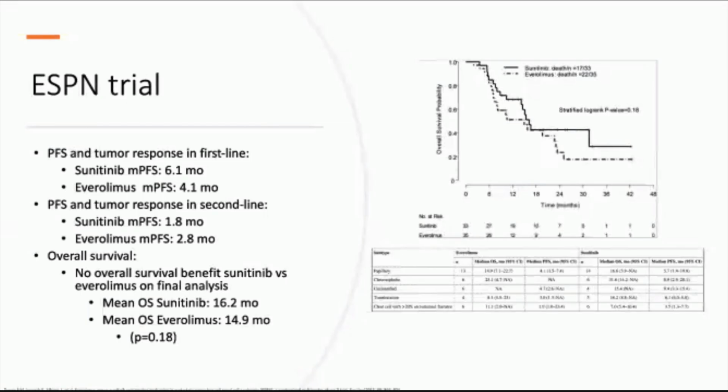Now, if we circle back to the results of the ESPN trial, they found that the progression-free survival and tumor response in the first line was better with sunitinib. And these results were not consistent in patients who received sunitinib in the second line. In terms of the overall survival benefit, this was slightly higher in the sunitinib group, but in their final analysis, the authors didn't find an overall survival benefit.